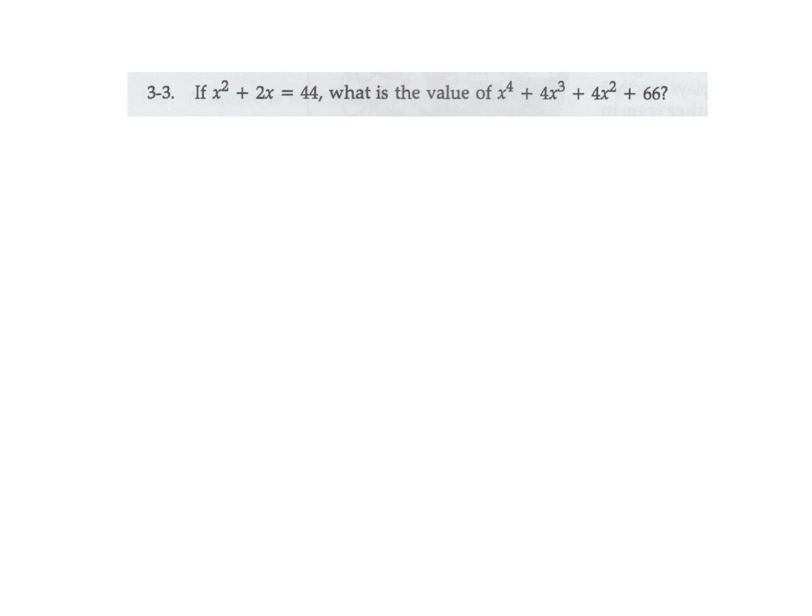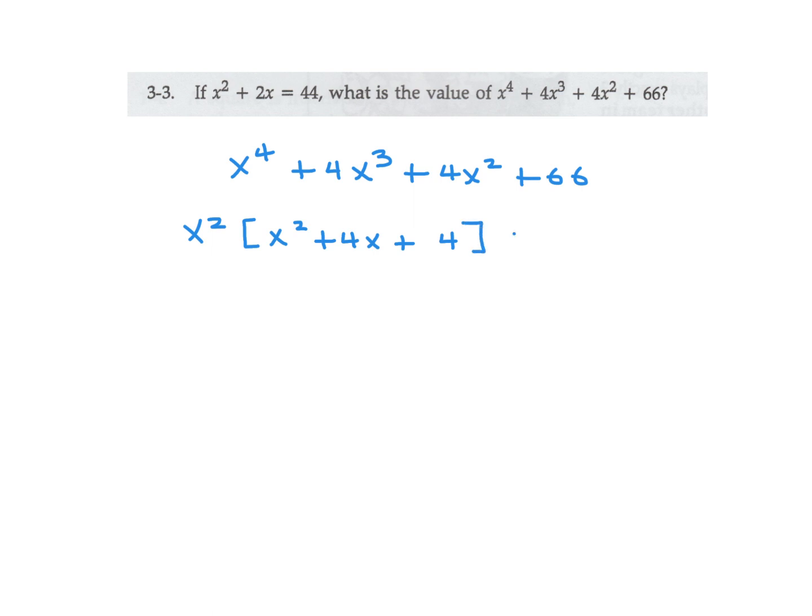If x squared plus 2x is 44, what is the value of x to the 4th plus 4x cubed plus 4x squared plus 66? All right, so we got to do a little bit of algebra here. X to the 4th plus 4x cubed plus 4x squared plus 66. Okay, so I think we can factor out an x squared, and that would be x squared plus 4x plus 4. Okay, and then plus the 66.